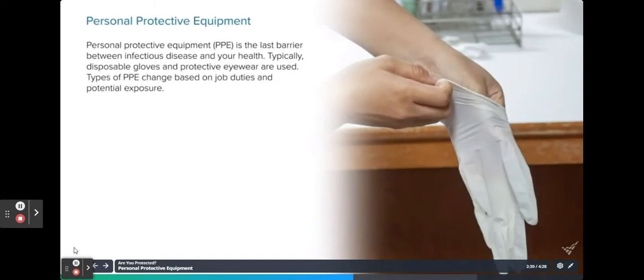After implementing and practicing engineering and administrative controls, personal protective equipment, or PPE, is your last barrier between an infectious disease and your health. Disposable gloves, hypoallergenic gloves, eye protection, and other types of PPE must be readily accessible for employees to use when they encounter blood or body fluids.